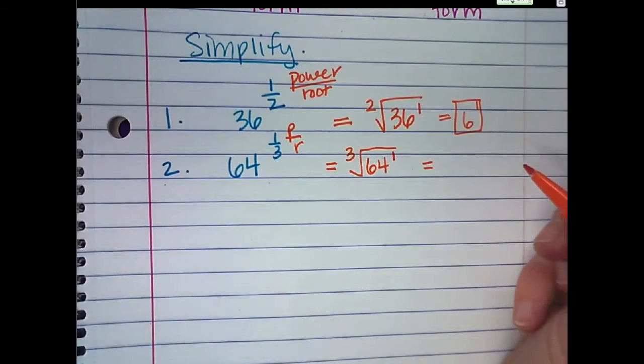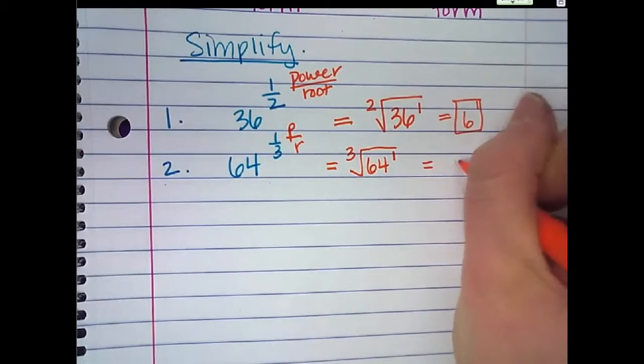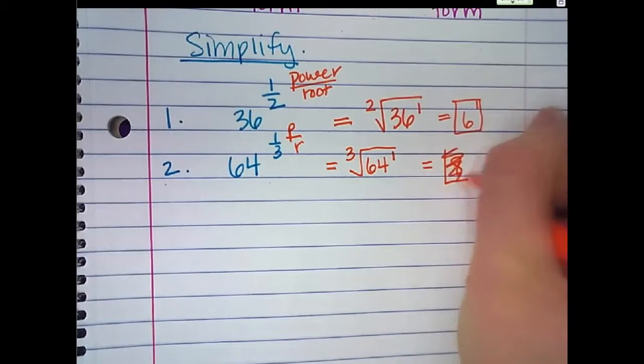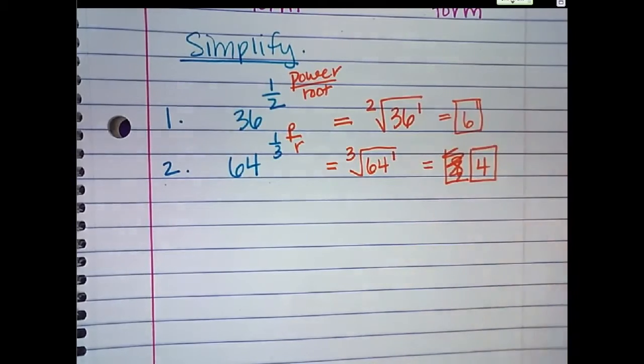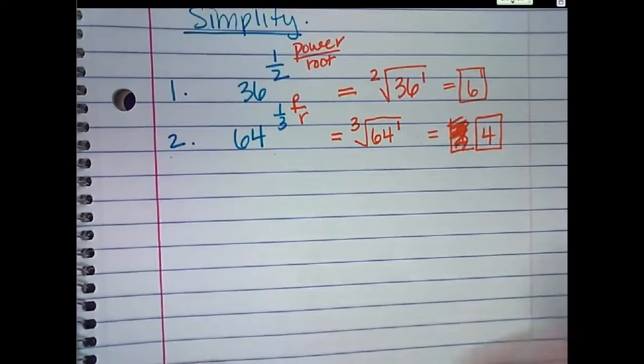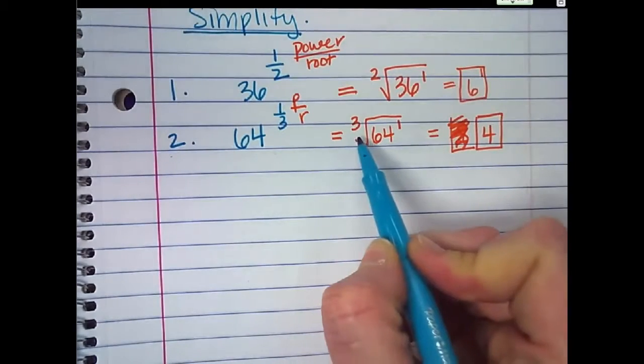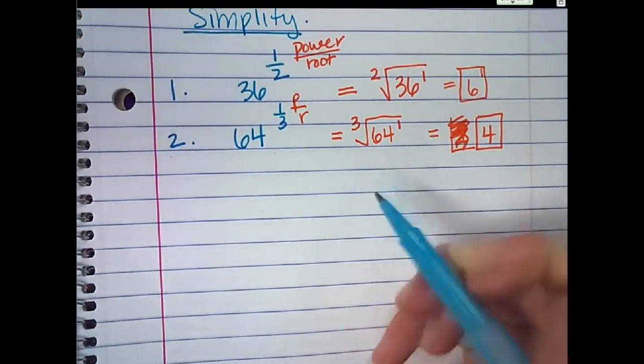4. Yeah, square root of 64 is 8, cube root is 4. Oh my gosh, now you have me doing it. You'll be able to still see the cube root of 64 is 4.